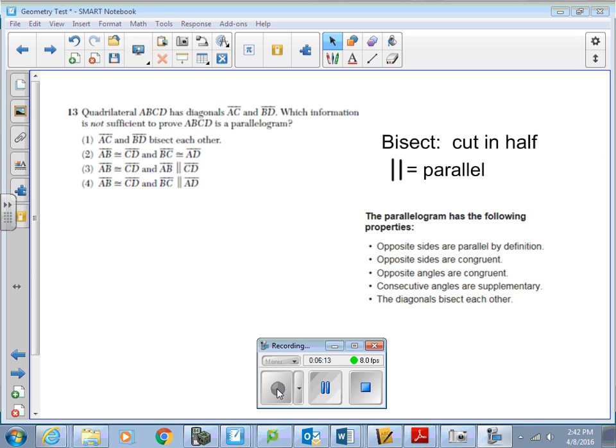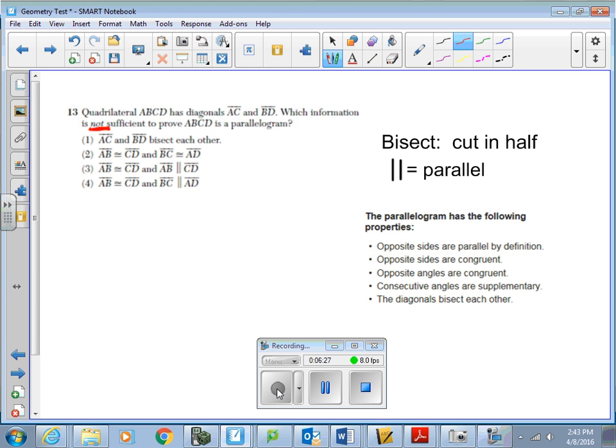Okay, let's look at number 13 now. It says quadrilateral ABCD has diagonals AB and BD. Which information is not sufficient to prove ABCD is a parallelogram?